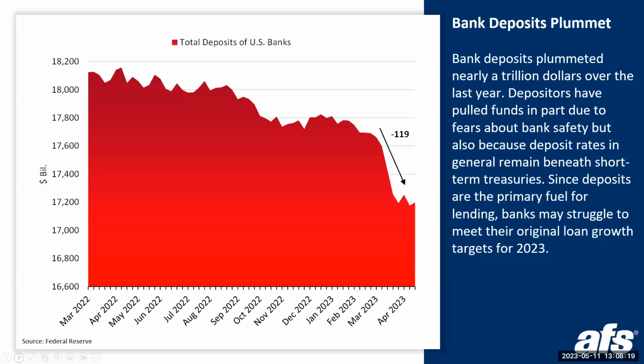So as mentioned earlier, deposit runoff is an issue for the first time in many years. And some brief history here is important. Banks were flush with deposits early into the pandemic as the Fed cut interest rates and government stimulus programs injected enormous amounts of liquidity into the economy. So why in March did deposits plummet nearly $1 trillion from a year earlier?